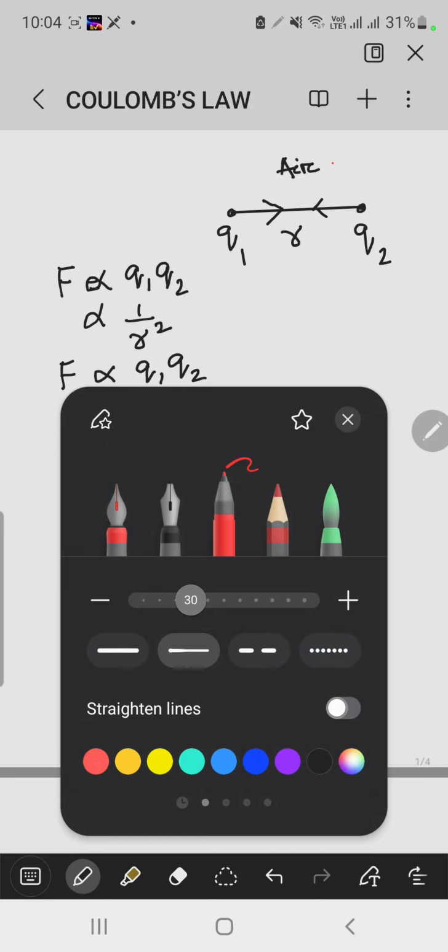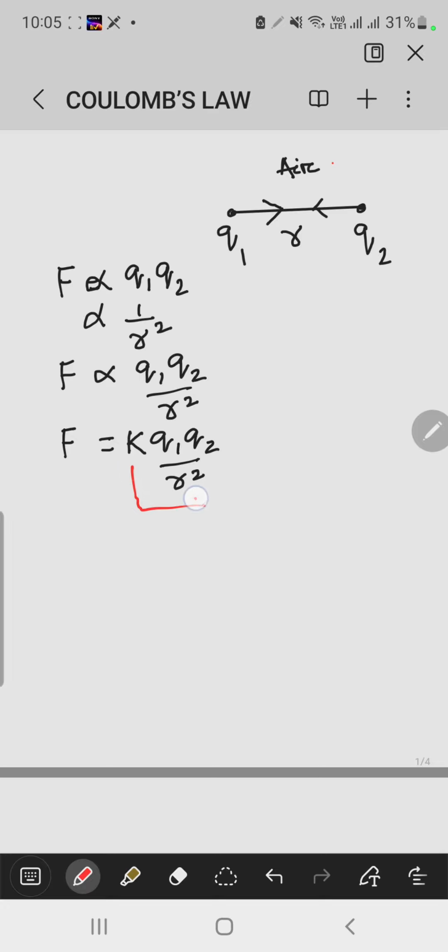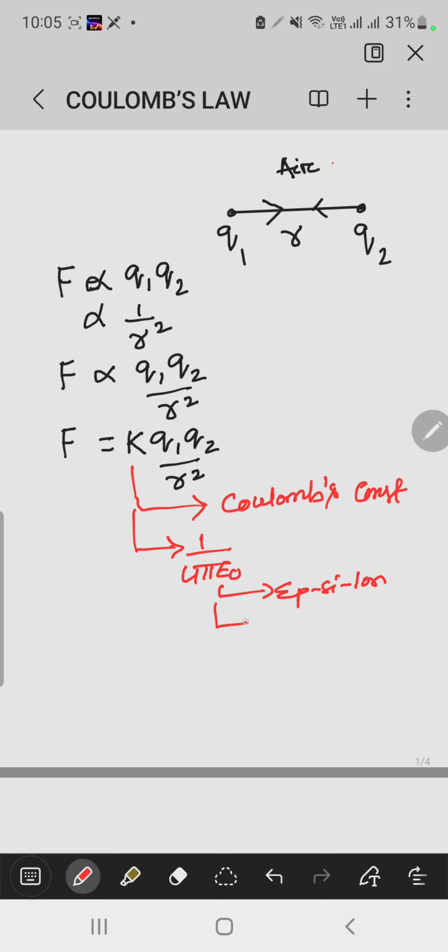This K is called the proportionality constant, and it is called the Coulomb's constant. The value of K is 1 by 4 pi epsilon naught, and epsilon naught is called the permittivity of free space. What is permittivity? Permittivity means the permission that a medium gives for lines of force to pass through it. Now, what is the value of Coulomb's force?